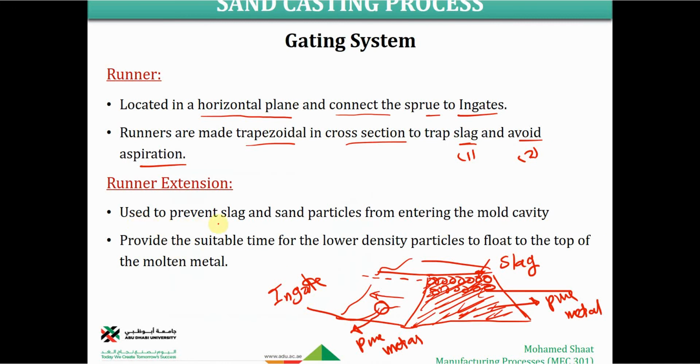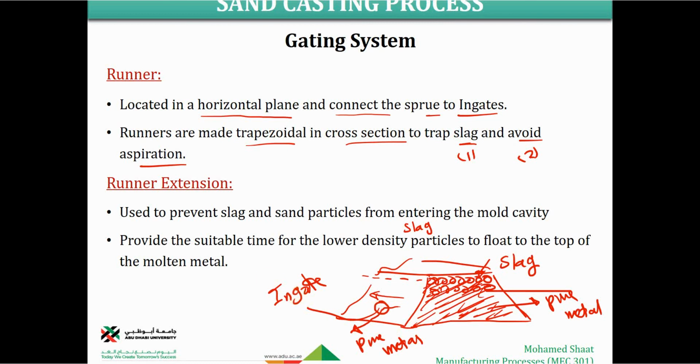So the runner extension is used to prevent slag and sand particles from entering the mold cavity. It provides suitable time for lower density particles, like the slag and other things and dirt, to float to the top of the molten metal and to be trapped and collected in the runner extension.